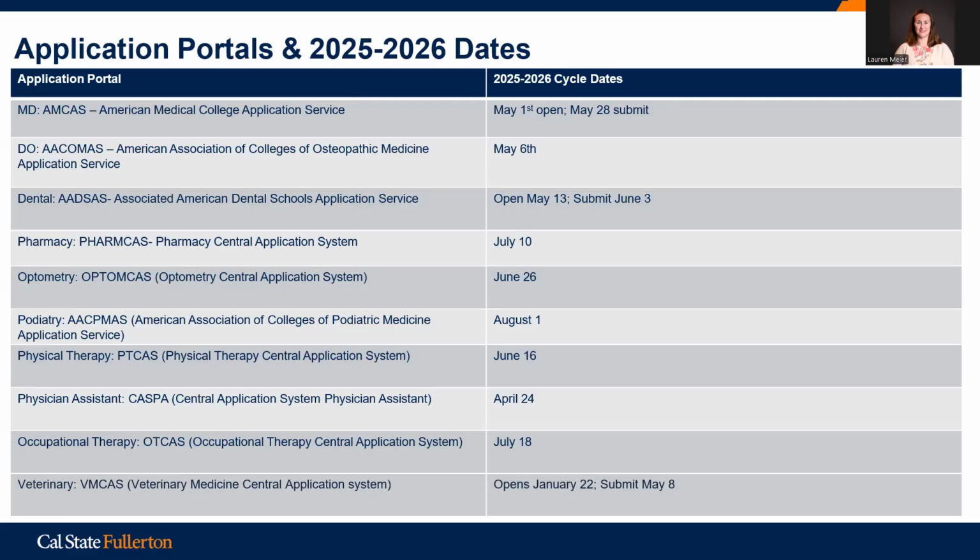Podiatry, I don't have a fun, quippy shortening for this, but AACPMAS, the application system there, early August. PT-CAS, physical therapy, is June 16th. CASPA, physician assistant, end of April. Occupational therapy is OT-CAS. It's usually like middle to end of July. And VM-CAS is for vet sciences. This is kind of an exception. It tends to open late January, but you can submit it in early May.